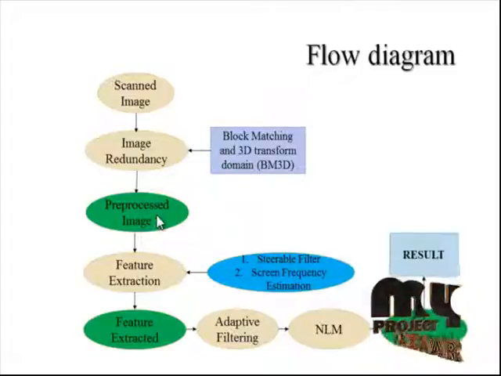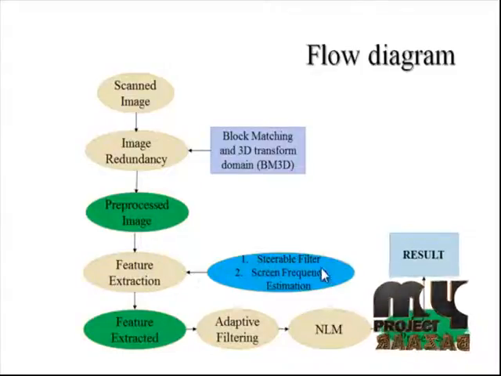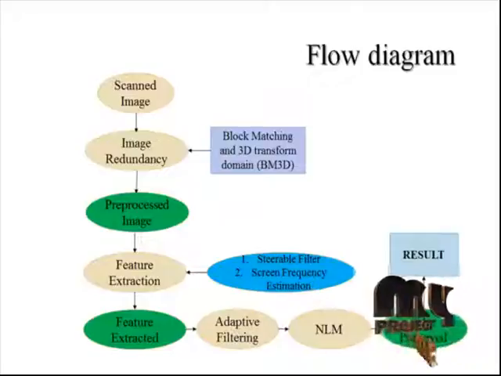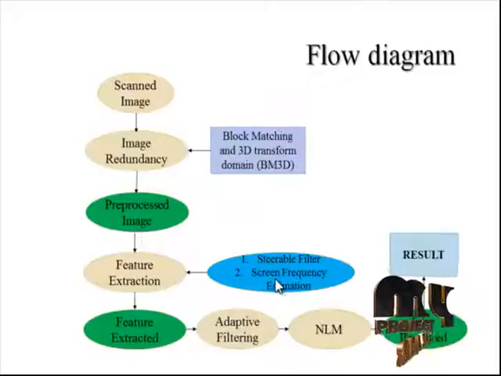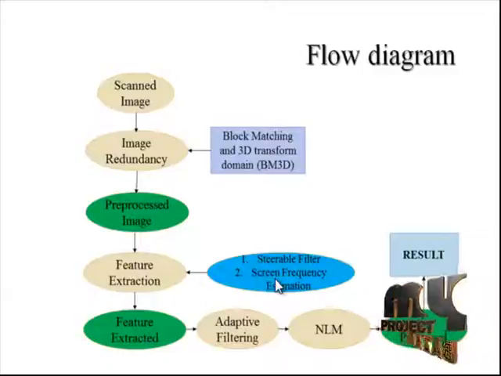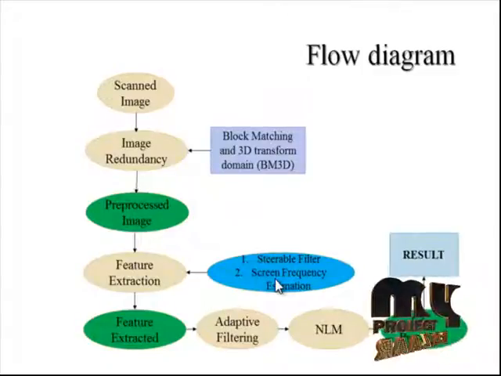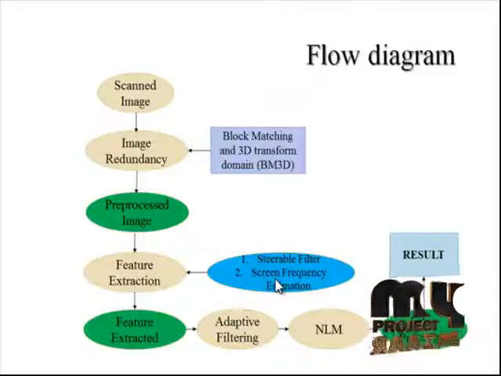Next, in the feature extraction method, we use the steerable filter and screen frequency estimation. In the feature extraction method, a steerable filter has been proposed. A steerable filter is an orientation selective convolution kernel used for image enhancement and feature extraction that can be expressed via a linear combination of a small set of rotated versions of itself. As an example, the oriented first derivative of a two-dimensional Gaussian is a steerable filter.